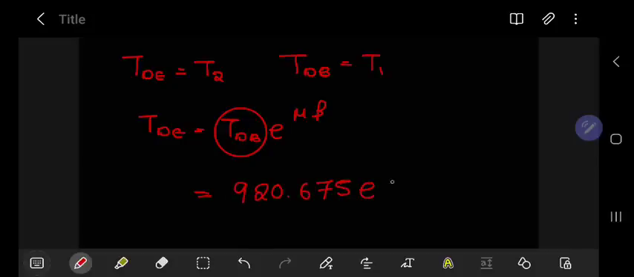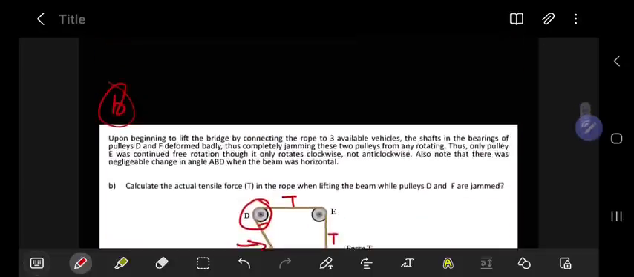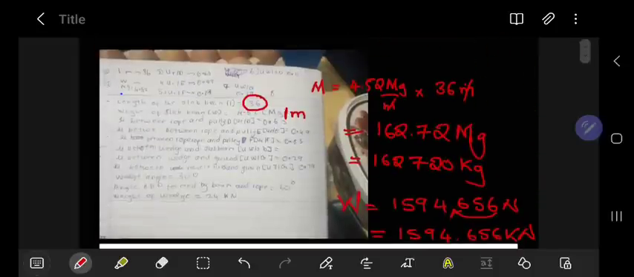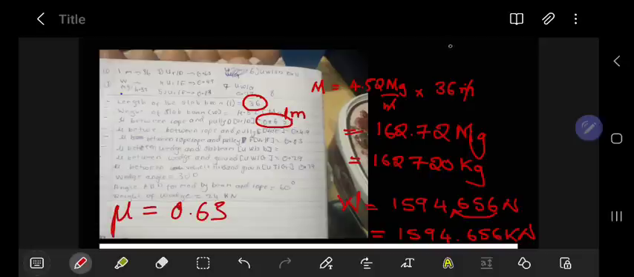So we have 920.675 times e. Now we need to know the coefficient and the angle of contact. Let's see what our mu is. That's pulley D. So mu between the rope and pulley D is given as 0.6. That is our coefficient in this case.